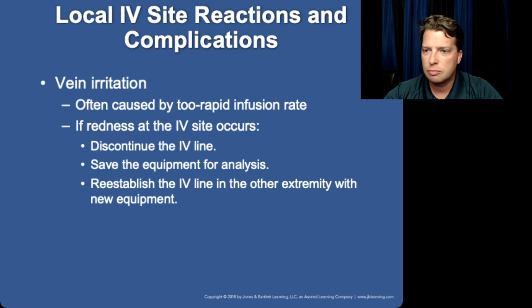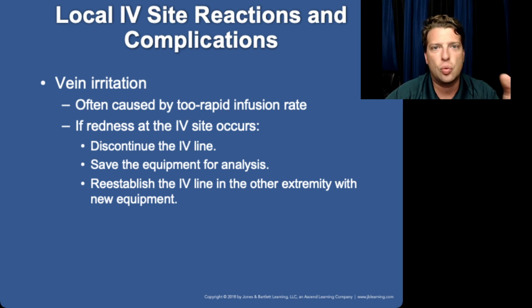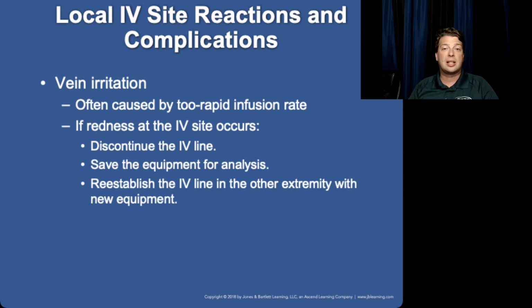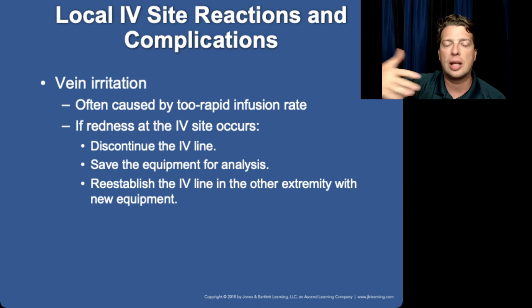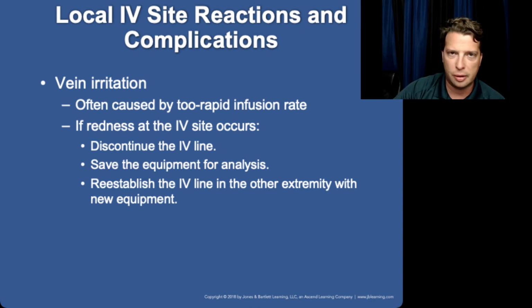All right, so I've already mentioned this. Too rapid of infusion results in vein irritation. Slow it down. Occasionally, if it starts to turn red, you start having a local site reaction to the IV. There may be contamination on the tubing or in the fluids that's causing the irritation. In that case, you want to stop the flow rate, disconnect the tubing, leave the catheter in place, and then save that equipment in a bag so that it's not going to be further contaminated. It'll be sent to the lab to see if they can find out what was in it, how did it get contaminated, why did it cause irritation. And then you get a new IV started on another extremity, another location.